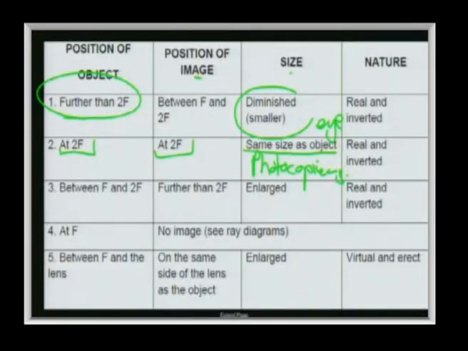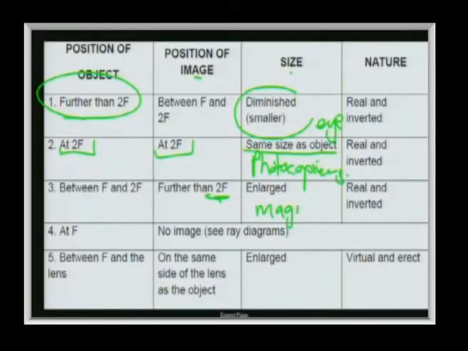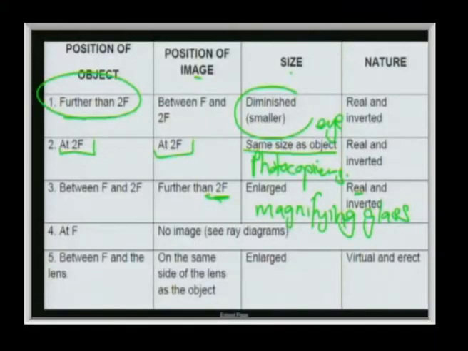If the object is placed between f and 2f, the image position would be further than 2f, so it moves further away from the lens. These images are all enlarged. An example of this would be a magnifying glass that helps you to see a bigger image if you look at something really small. Also note over here that again we have a real and inverted image. It is the eye that turns the image the right way around if you are using a magnifying lens.